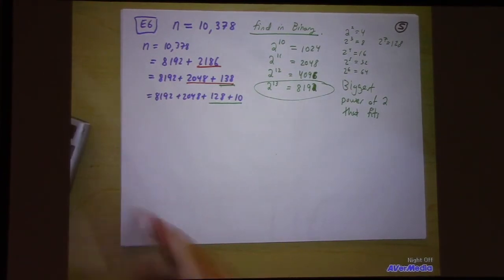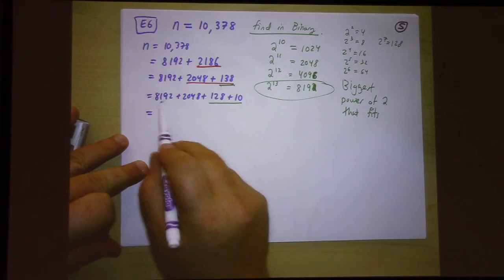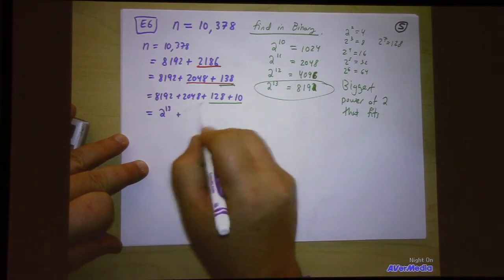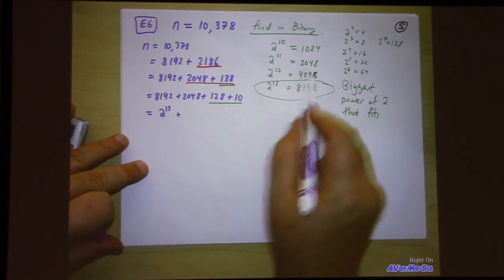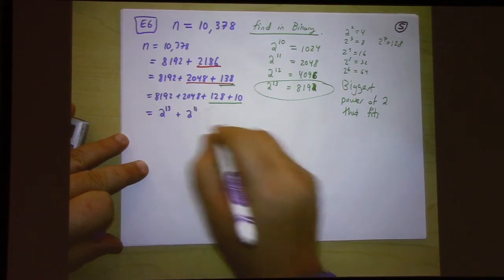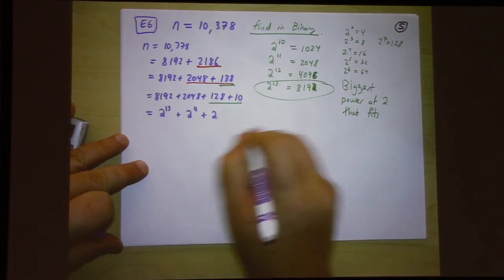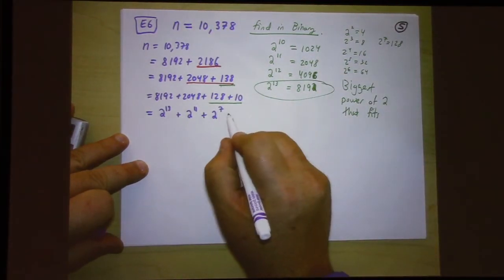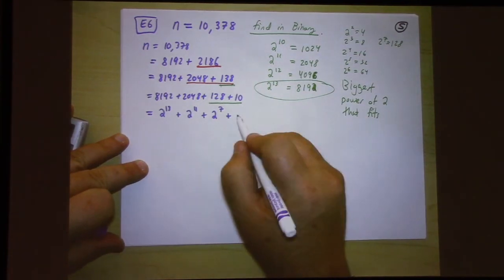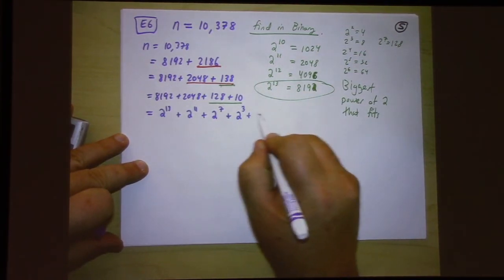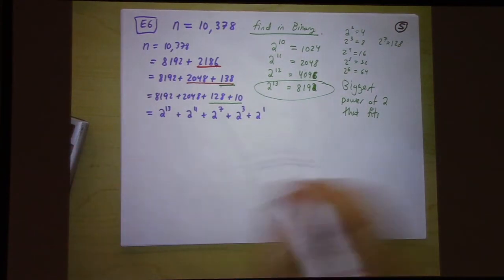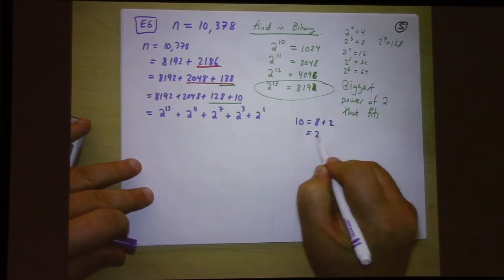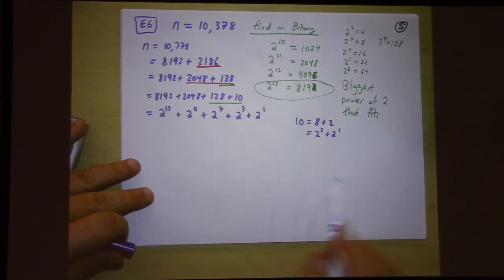And then finally, let me collect my thoughts here. So 8,192 was actually 2 to the 13th power. We have 2 to the 13th power plus 2048, which was actually 2 to the 11th power. All right, 128 is actually 2 to the 7th power. 10 is 8 plus 2, right? Which is 2 cubed plus 2 to the 1st power. You guys see that?